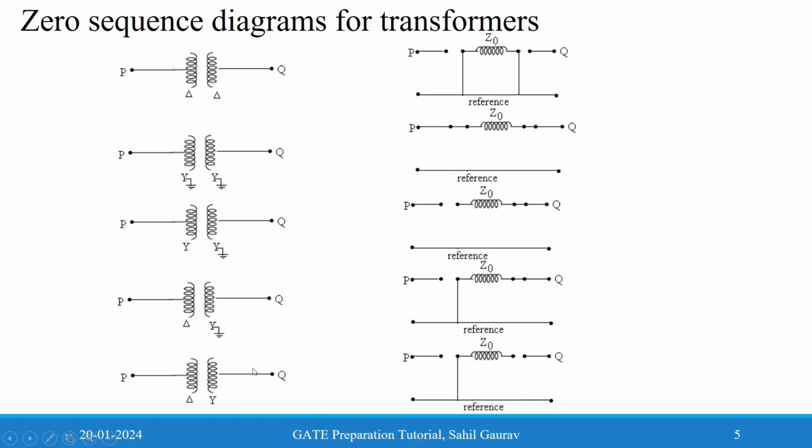So what are the important points you have to keep in mind for zero sequence diagrams? For delta connection, you have to close the shunt switch, and for a star connection without grounding, you have to do nothing, and for a star connection with grounding, you have to close the series switch.